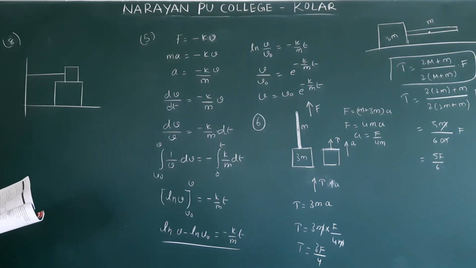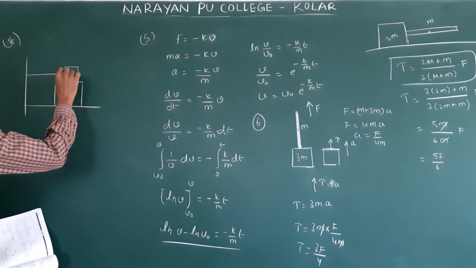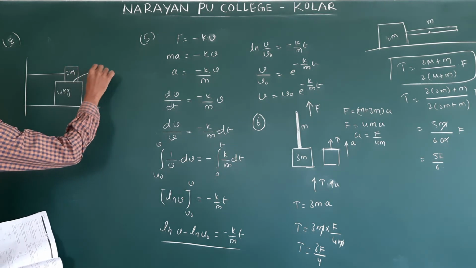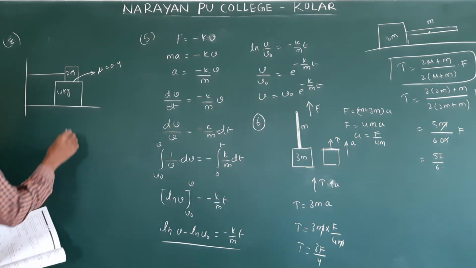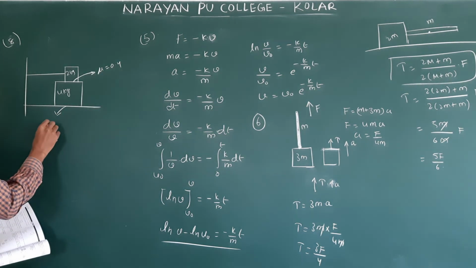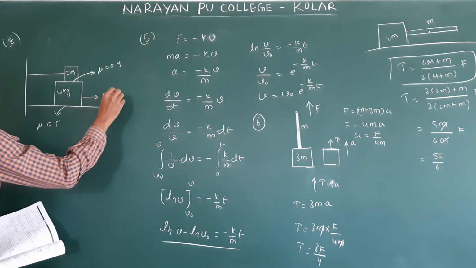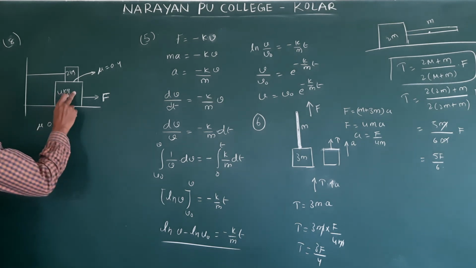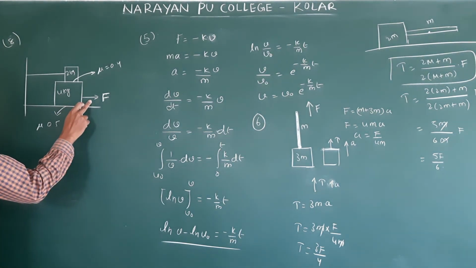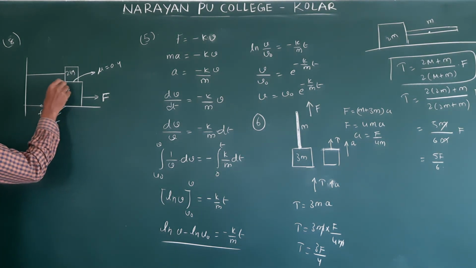Next, the 8th question. See the figure. The lower block mass is 4 kg and the upper block mass is 2 kg. Friction between these two has mu equal to 0.4, and friction between the floor and the lower block is 0.5. The applied force is F. The minimum value of force to move the lower block is? When this block moves, on the ground friction will act in this direction, and the upper block offers friction on the lower block in the opposite direction, like this.